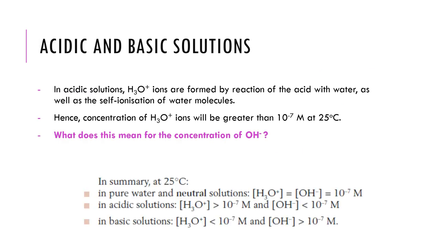So in acidic solutions, we talked about the fact that H3O+ ions are formed, from the reaction of acid and from the ionization of water molecules. So the concentration of H3O+ is greater than 10 to the negative 7 in an acidic solution. In a basic solution, the concentration of OH- will be higher than the concentration of H3O+. H3O+ is going to be less than 10 to the negative 7 molar, and the OH- concentration must be greater. Remembering that this is like a seesaw. If one goes up, the other has to go down.